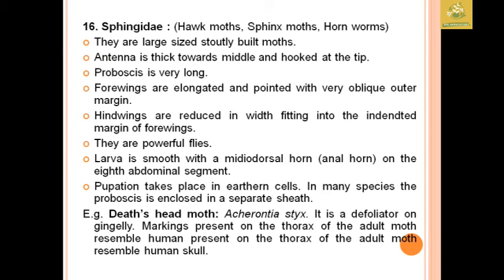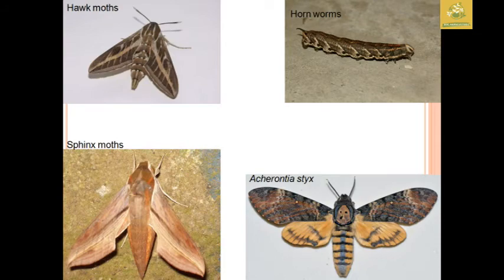And while seeing about the moth's characters, they are said to be large-eyed and stoutly built moths, and the proboscis is very long among them, and the larva has a mid-dorsal anal horn on the 8th abdominal segment. They are said to be powerful flyers among the moths. So these are the pictures of Acherontia styx, the death's head moth, where you can see the skull-like structure on the thoracic region, and the larva has an anal horn on the 8th abdominal segment.